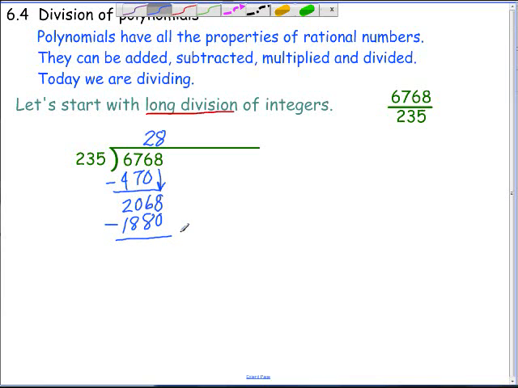Now I'm going to subtract that product. 8, 8. Did I do that right? 188. So the answer to this one is 28 with a remainder of 188, which I can express as 188 over my divisor.